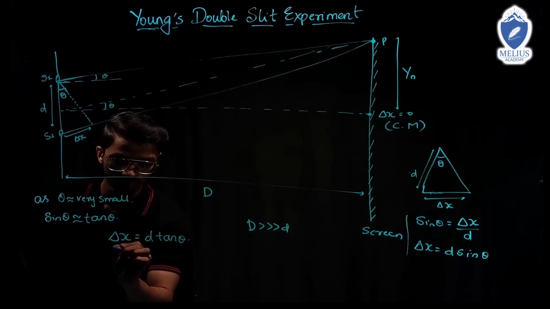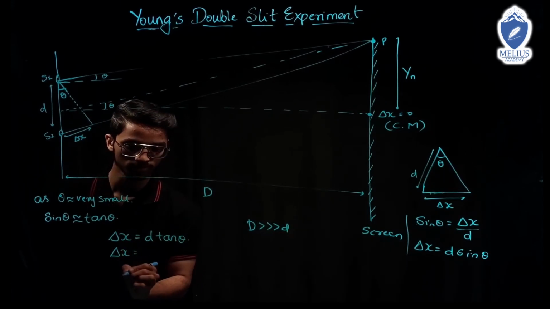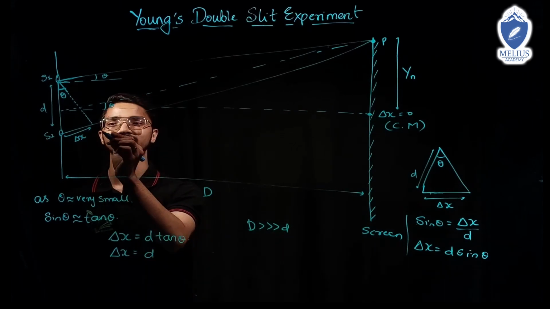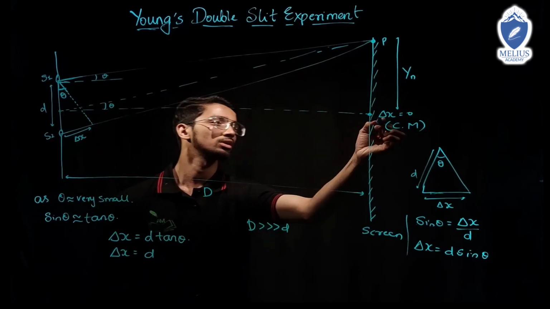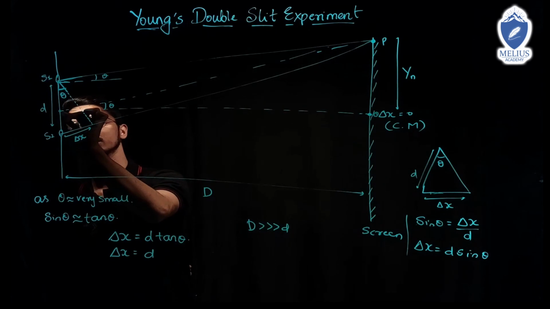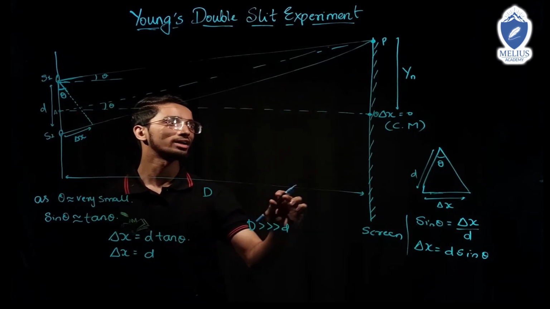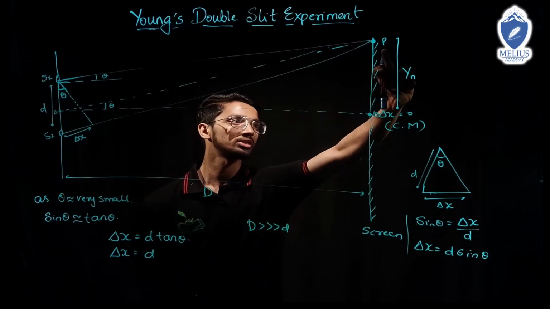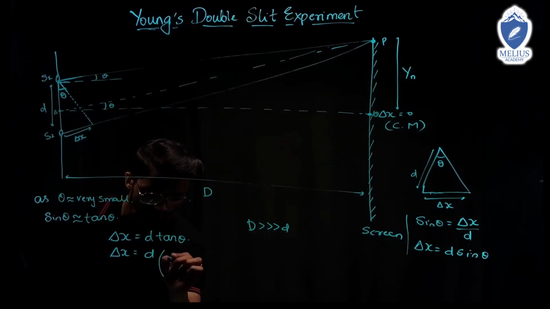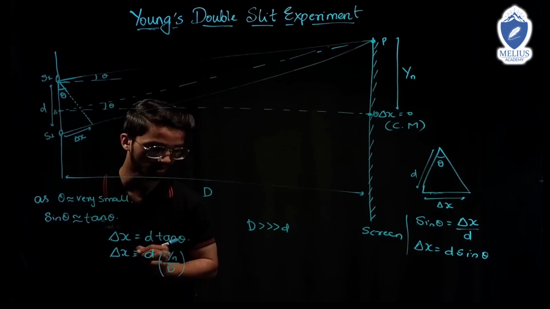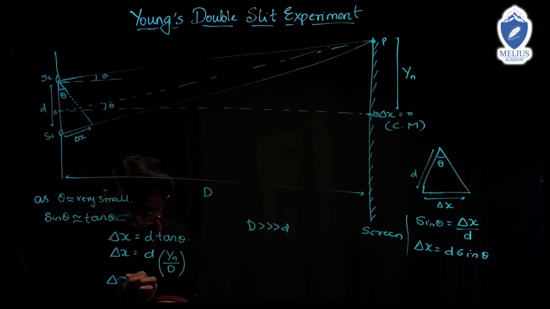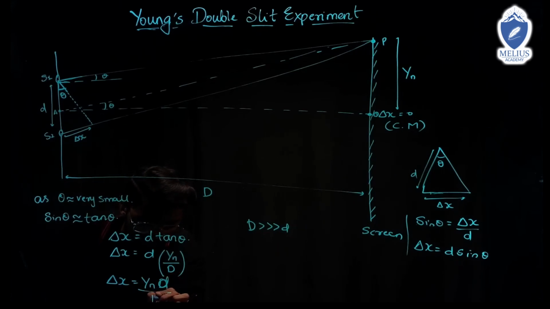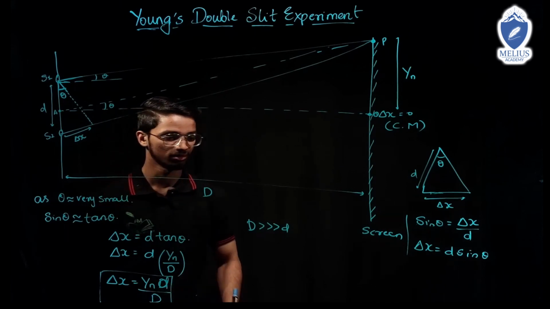What is delta x? Delta x is the path difference, d tan theta. What is tan theta from this triangle? This center is O, OP, and let this be A. From triangle AOP, tan theta is opposite by adjacent. What is opposite here? Yn, divided by adjacent, which is capital D. Yn by capital D. From here delta x will be equal to yn small d divided by capital D.